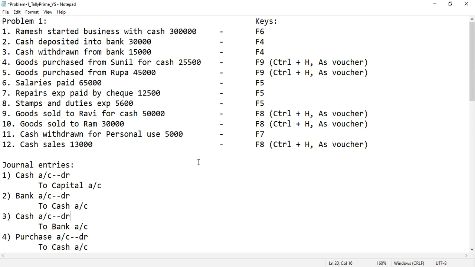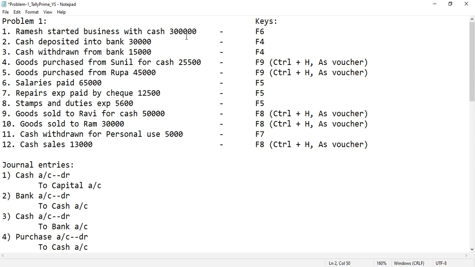For the business, the amount is coming in, the amount is going out. Or for the business, goods are coming in or goods are going out. So you need to think like this. Then you need to decide the journal entry and put it in that particular voucher. F6 is nothing but the receipt.